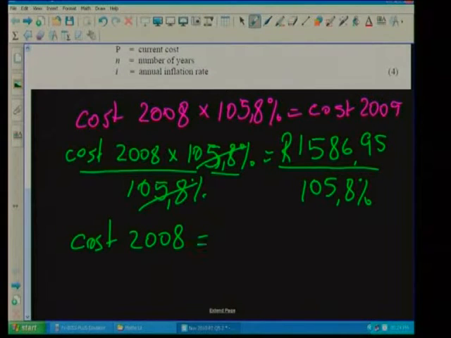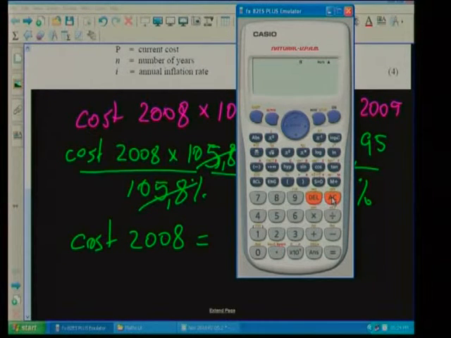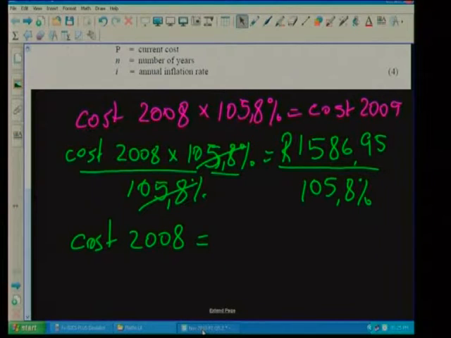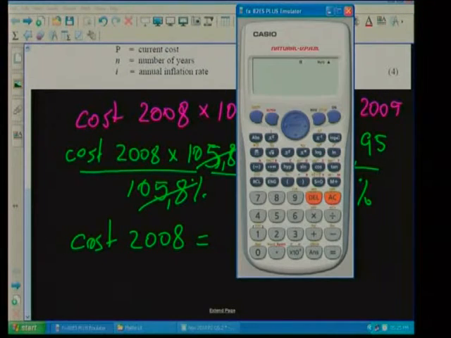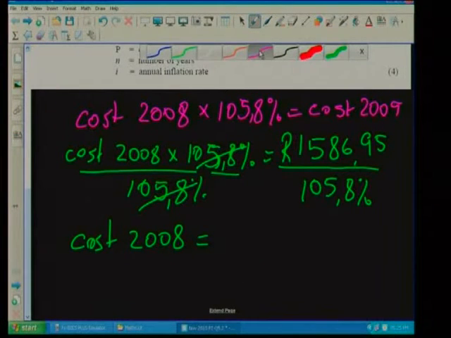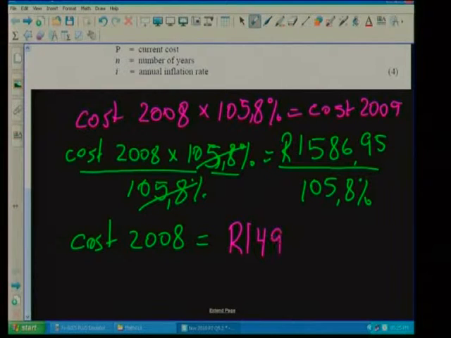I hope I'm not working too fast for you, Glory. I hope that you're actually following. And now let's get our calculator out, and we have our cost. What was that cost? It was 1586.95, and we're going to divide that by 105.8%. And we get an answer. In 2008, the cost of that bike was 1,499 and 95 cents. So that was our answer, 1,499.95.